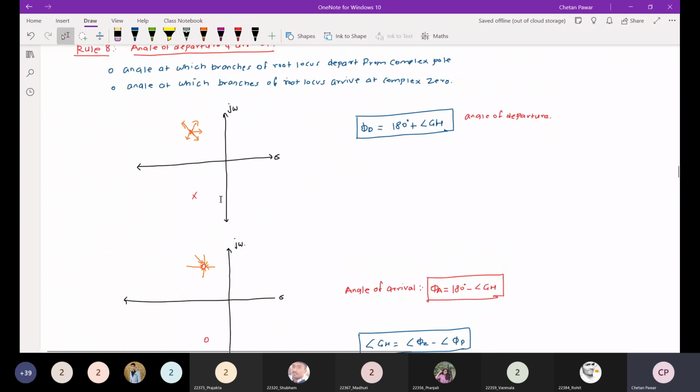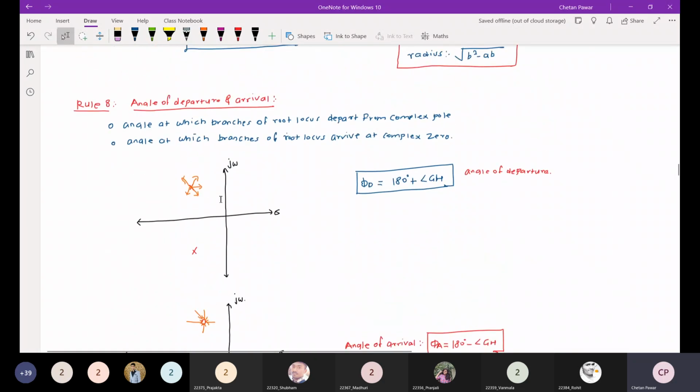This is the last rule, that is angle of departure and angle of arrival. So what is meant by angle of departure and angle of arrival? Here you can see there are two complex poles. Now when a root locus branch originates from this pole, the angle at which this branch of the root locus departs from this complex pole is called the angle of departure.